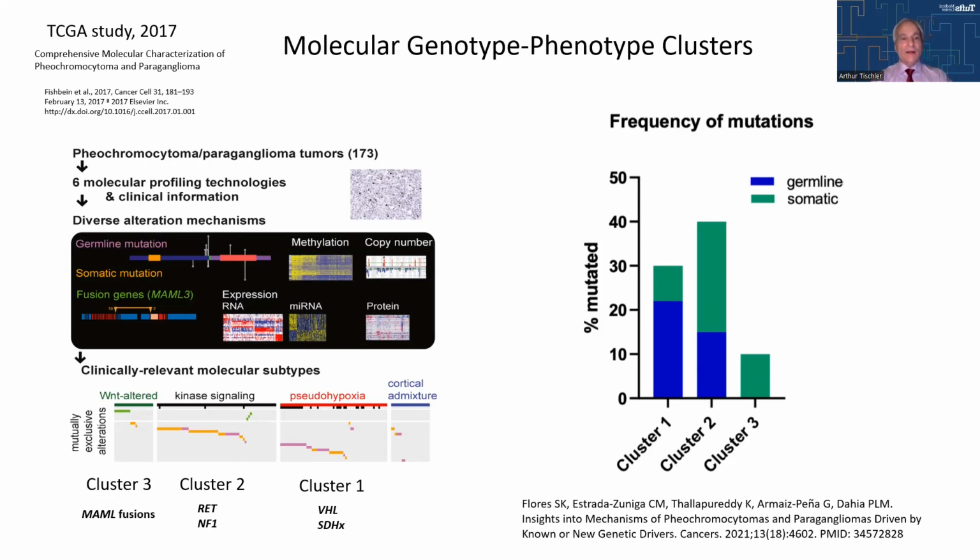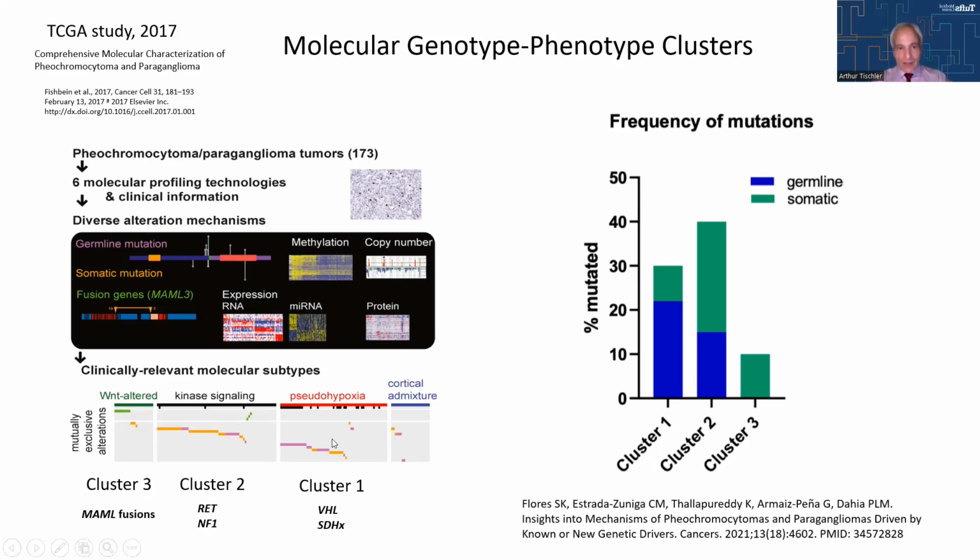So our canonical hereditary tumors, those caused by RET and NF1, fit into Cluster 2, which is characterized initially by abnormalities of kinase signaling. RET being a receptor tyrosine kinase activated by ligands of the GDNF family, and NF1 being a tumor suppressor gene that counteracts kinase signaling through the MAP kinase cascade.